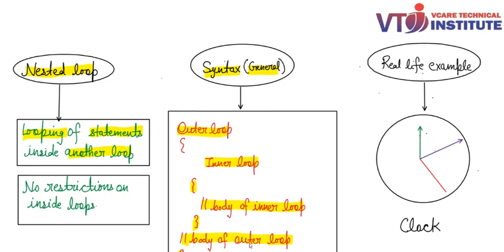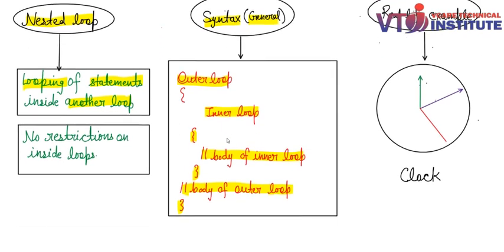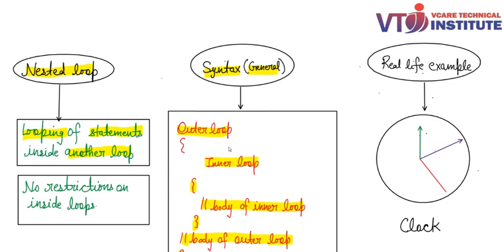So this is the example of nested loops. And there should not be restrictions on inside loops. There can be many loops, like two loops, three loops, but in the nested loop there is a looping of statements. And we have a real life example. So you can say it's a clock.